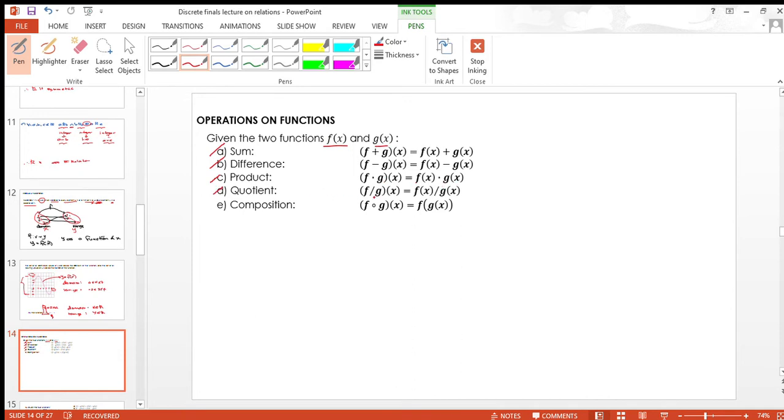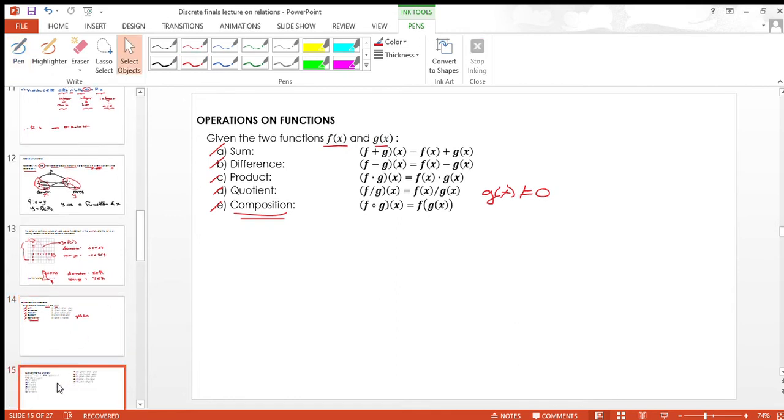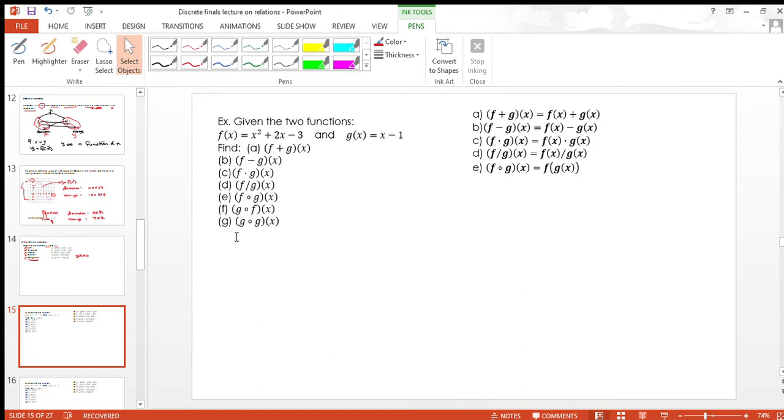Quotient, we have f over g of x is f of x over g of x. Of course, for the quotient, we can include here the condition that g of x must not be equal to 0 because division by 0 is not allowed. And for the fifth one, this is a composition of functions. So we have f of g of x is defined as f of g of x. Okay, let's explain how we can obtain those using some examples here.